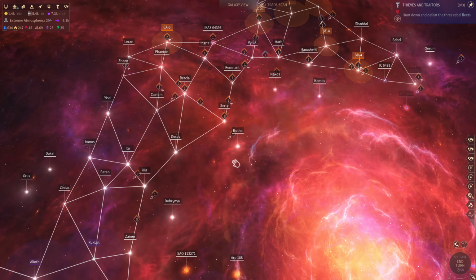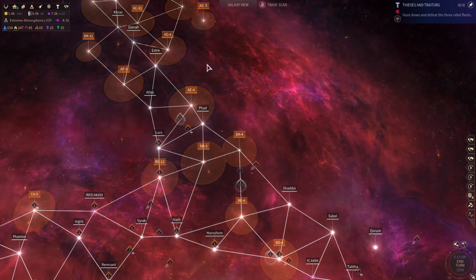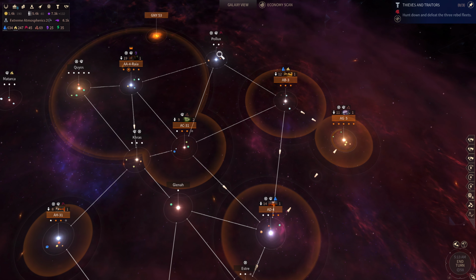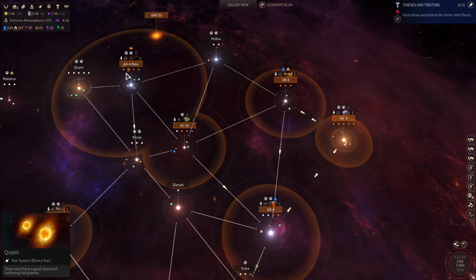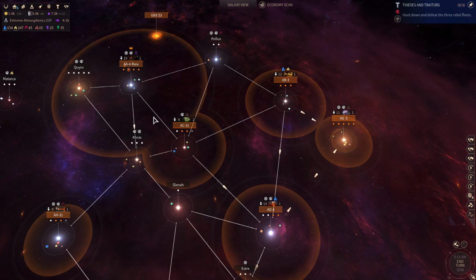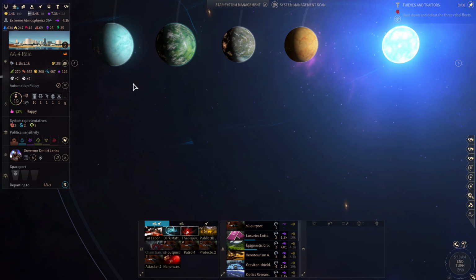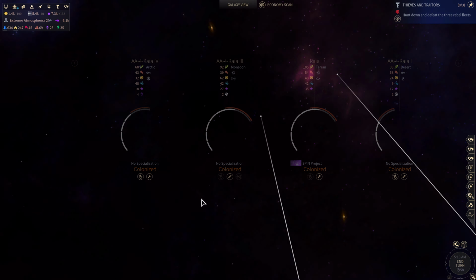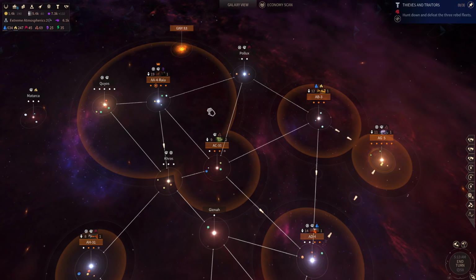Let's go ahead and throw down these colony outpost ships. And I'm realizing now that I should have gone ahead and started outposts out here already. And I didn't, and I think I should have. So I'm going to queue up another outpost ship here at AA4 Rhea.